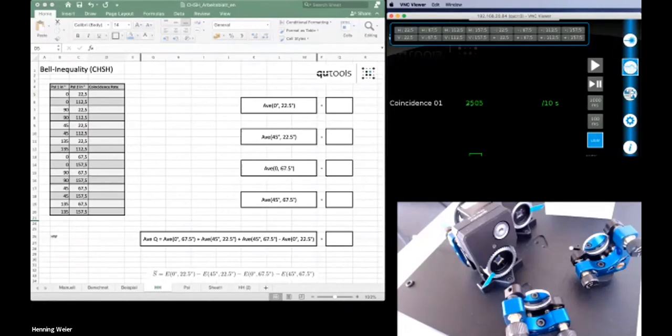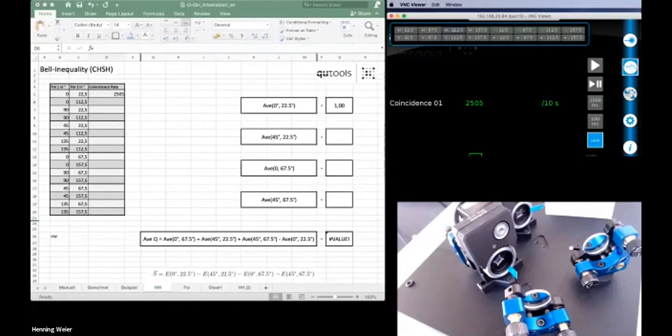Right, so this has changed. This is 2,505, and I will put this into this Excel sheet now. Right, and then the next one is 0, that means H again, and 112.5 degrees. So this is this.